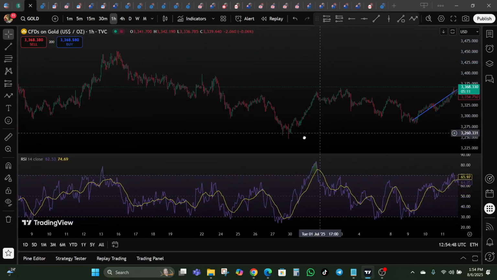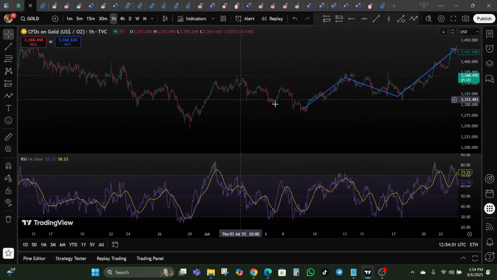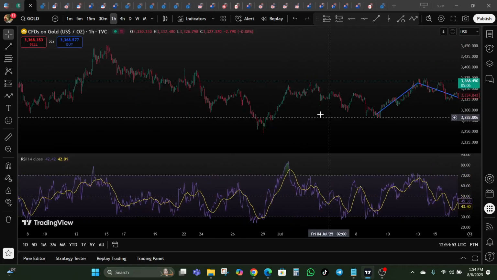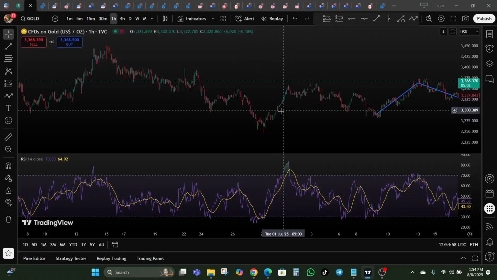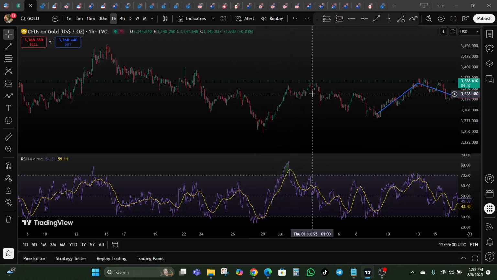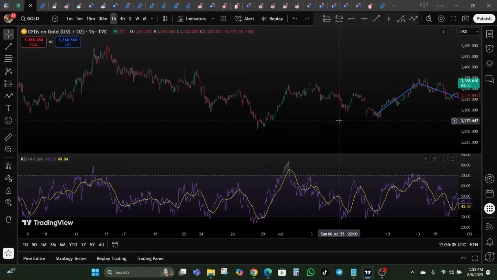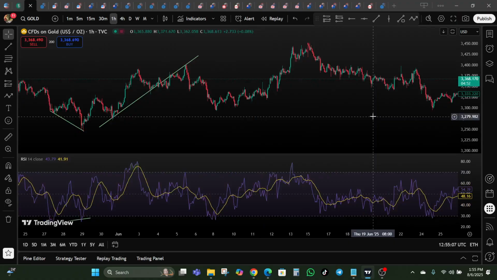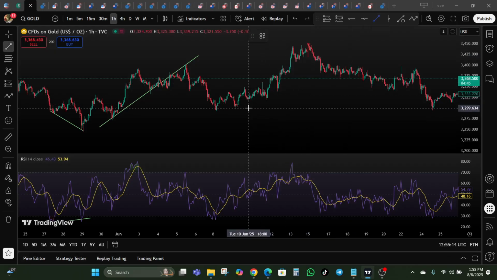Sometimes hidden divergence might not occur very frequently, but just in case I see any, I would like to show it practically. Hidden divergence is when price makes a higher low, but the RSI makes a lower low. I think I can see one hidden divergence here. You can see that price made a higher low here, but the RSI made a lower low here.